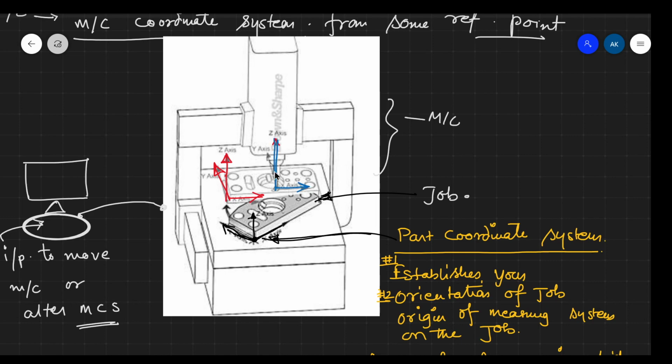This is the machine coordinate system. Here is y, this is z, and this is x. And your part coordinate systems are parallel. This is the machine coordinate system, this is your part coordinate system, and they both are parallel to each other. So before CMM, you were forced to orient your job like this. Means the part coordinate system should be parallel to the machine coordinate system for accurate results.